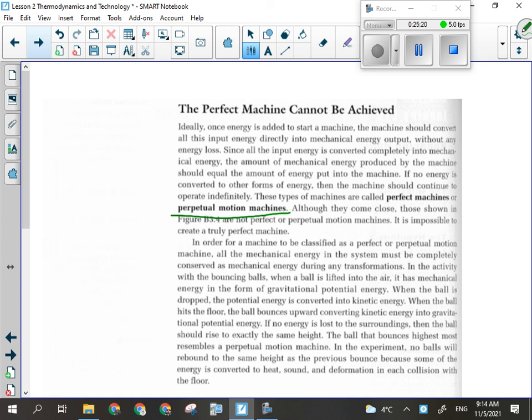If it could do work and not stop, then it's violating which law? The first one. It's creating energy. The only way you could do work and not have any energy put in is if you're making it yourself, which you can't do.